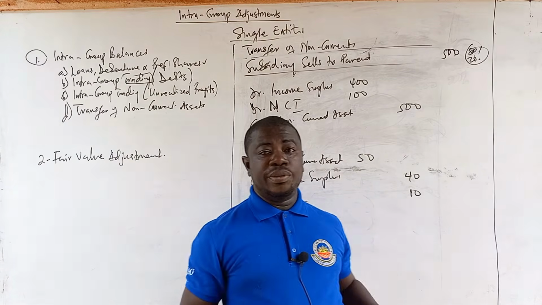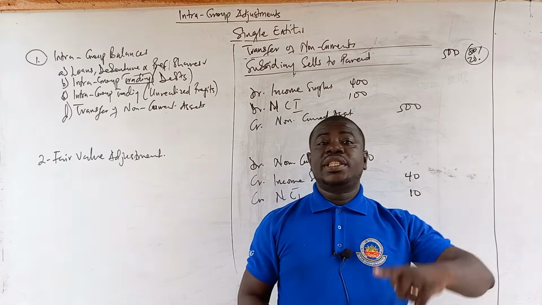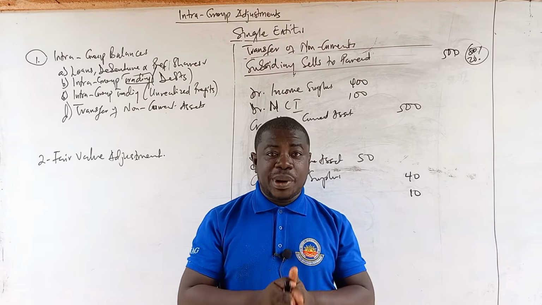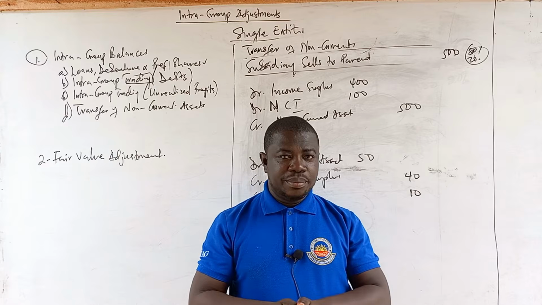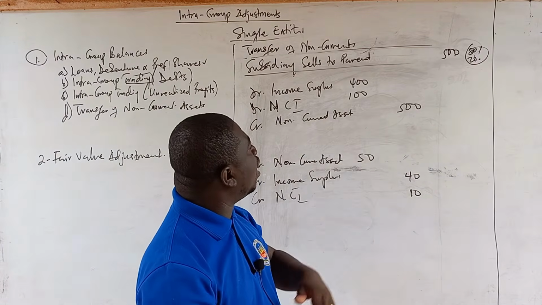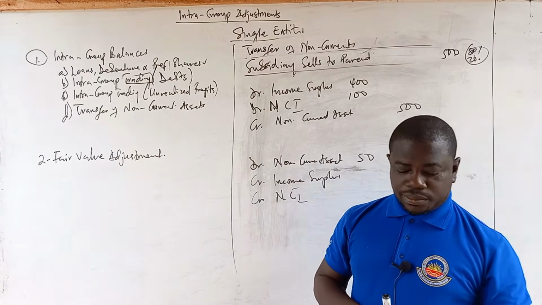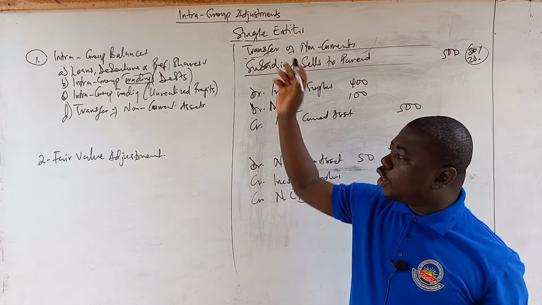Just like the intra-group debts, the payables and receivables, if it is cash in transit and you treat it as goods in transit, your balance will still agree, but you are wrong. So take note, the effect is the same. All right, so this is how to deal with the transfer of non-current assets. I am sure that we are okay with the intra-group balances.